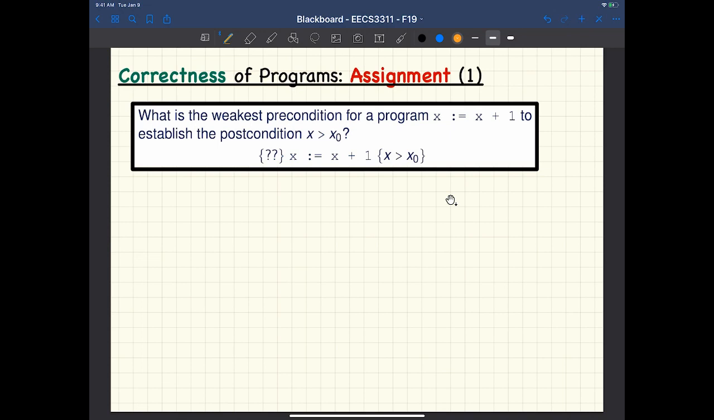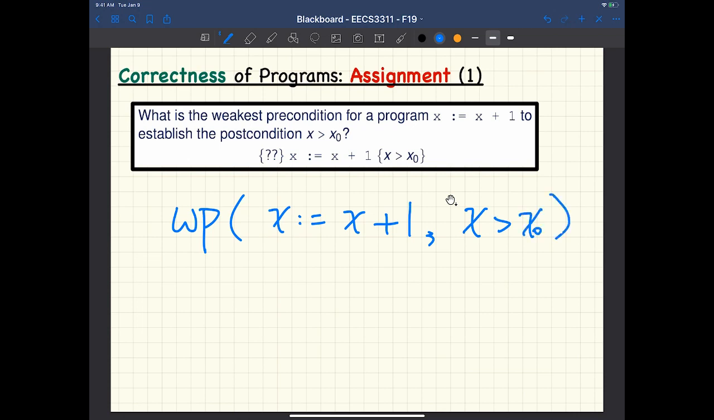Even if X is negative, let's say X was minus 4, minus 4 plus 1 gives you minus 3. It seems like any value of X is going to satisfy this, because you increment it. But let's see how we can calculate this. Let's get the syntax right. You're going to calculate the weakest precondition for X assigned to X plus 1, where you want to establish X larger than X0, which means old X. Start with this.